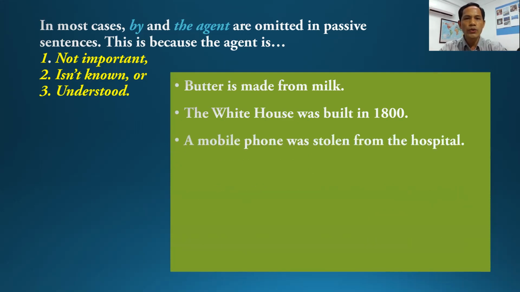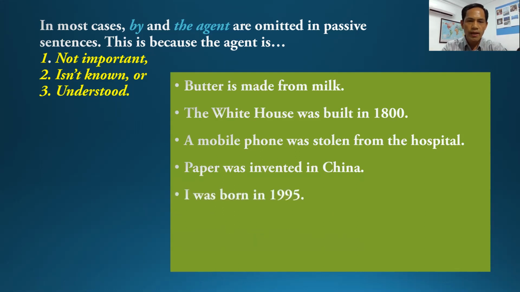A mobile phone was stolen from the hospital. We don't know who stole it. Paper was invented in China. We don't know exactly who invented it, or we are not interested in the person, but we're more interested in this object, paper. I was born in 1995. Of course, we know by whom, by my mother, but we never say, I was born by my mother in 1995. We never say that because it is understood.